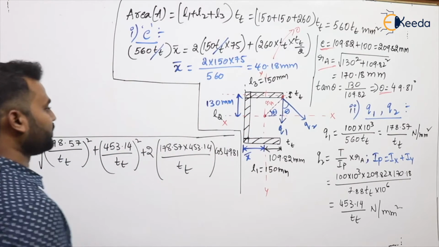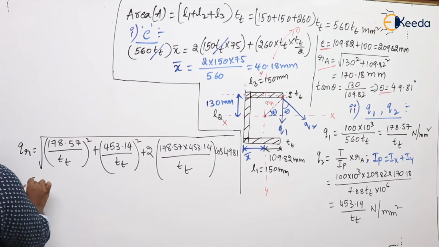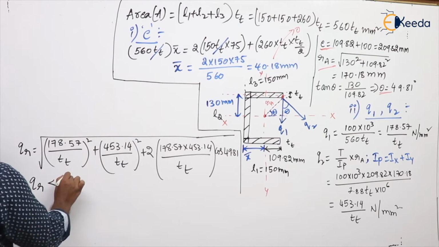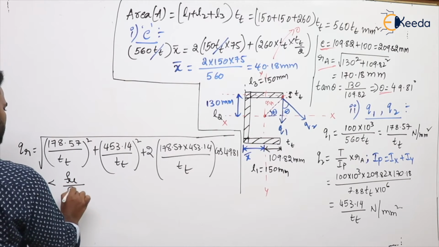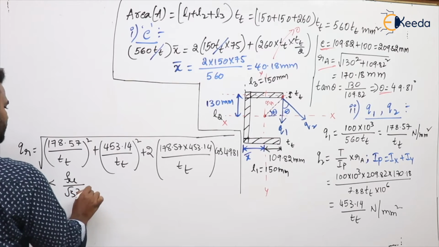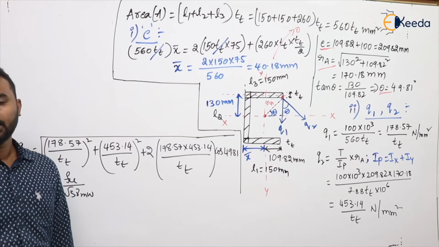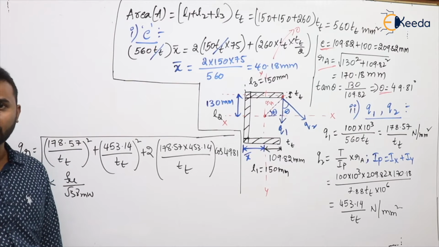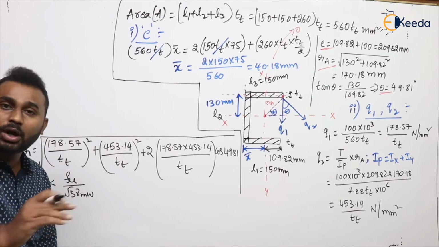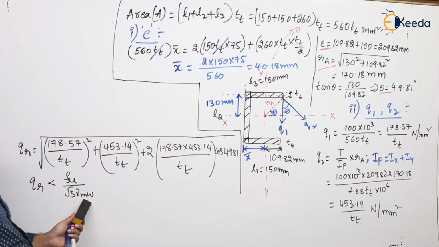This is QR. Now we know that this QR should be less than or equal to FU by root 3 into gamma MW. If nothing is mentioned about the location of welding for fillet weld, take it as a shop weld. So for shop weld, the gamma MW is 1.25.